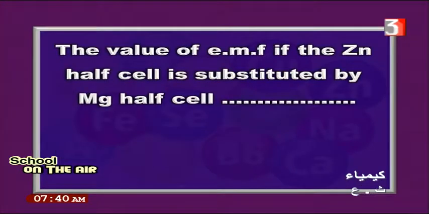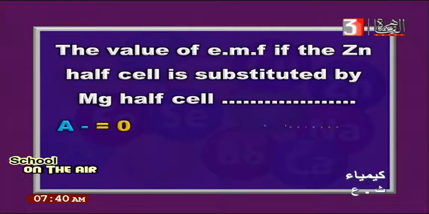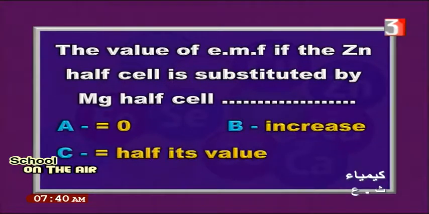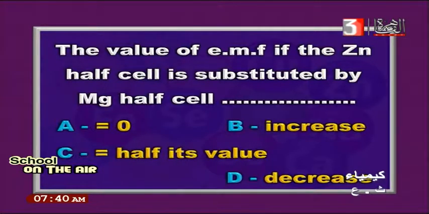The value of EMF if the zinc half cell is substituted by a magnesium half cell: is it 0, increase, half its value, or decrease? We know that the magnesium oxidation potential is higher than zinc, or we can say magnesium is more active than zinc. So the value of the EMF will increase, as the difference in electric potential between magnesium and the copper is more than that between zinc and the copper. So the answer is increase.